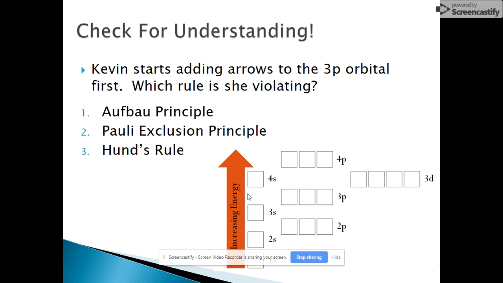Our next one, Kevin starts adding arrows to the 3p orbital. So he starts adding electrons here instead of starting at the bottom. So which principle is he violating? It would be the Aufbau principle, which says we have to start at the lowest level and work our way up.